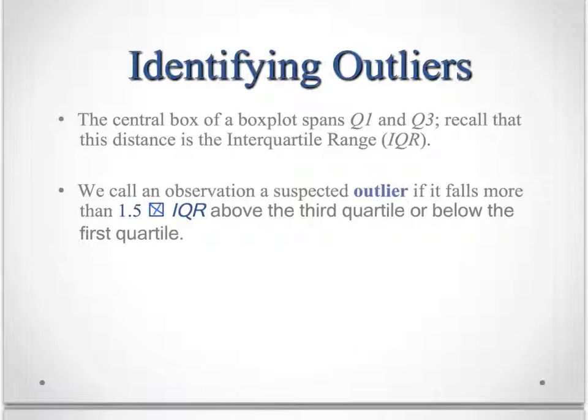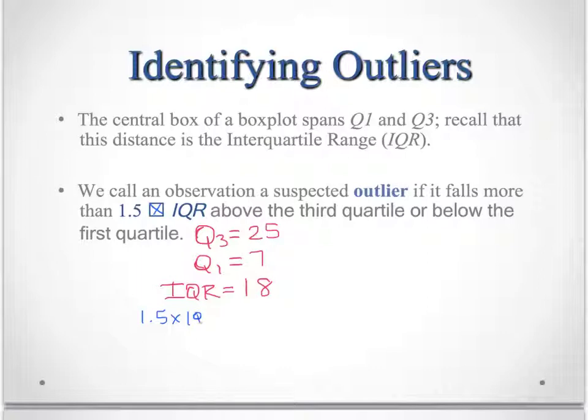So let's see what that looks like. Say we have quartile 3 equal to 25, and we have quartile 1 equal to 7. That would make our IQR equal to 28 minus 7, which is 18. Now if we take 1.5 times the IQR, what do we get? 1.5 times 18 is 27.